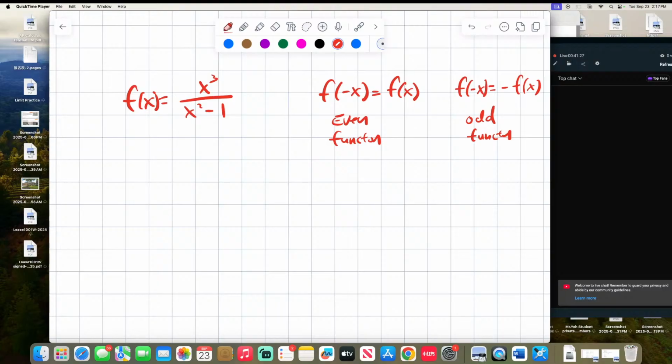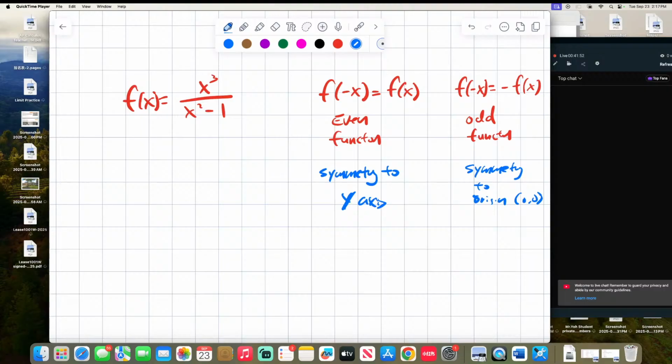And then an even function has some type of symmetry. So symmetry to the y-axis. This is symmetry to the origin. What is the origin? 0, 0. Origin.